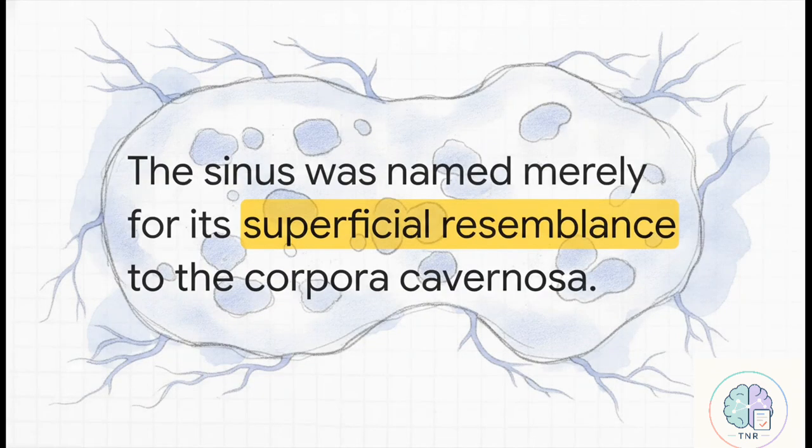Now you might be thinking, well, if it's not a cavern, why on earth do we call it the cavernous sinus? It literally just got its name because it has a superficial visual resemblance to the corpora cavernosa found elsewhere in the body. But functionally, structurally, you've got to think of it as a complex, totally individualized venous network.